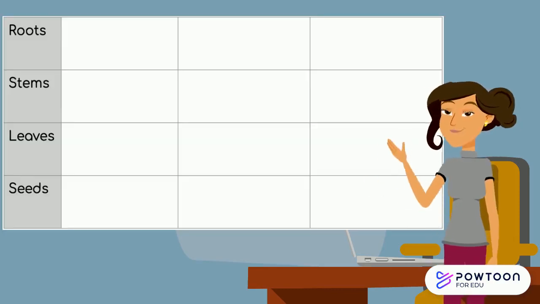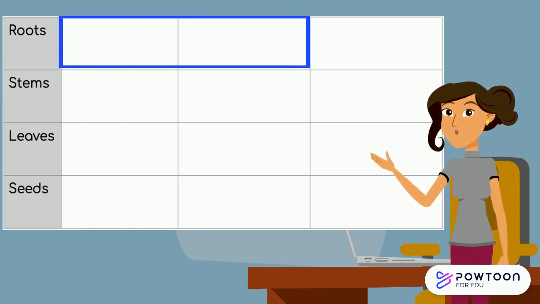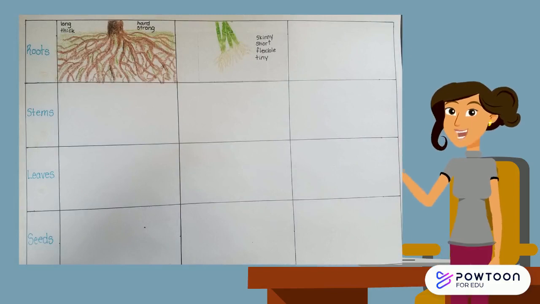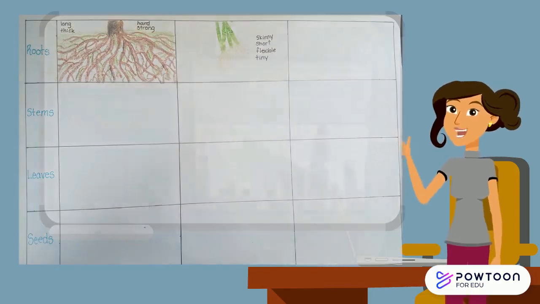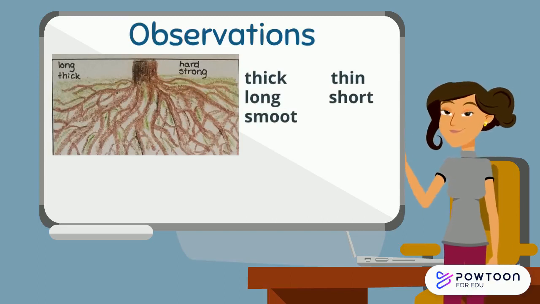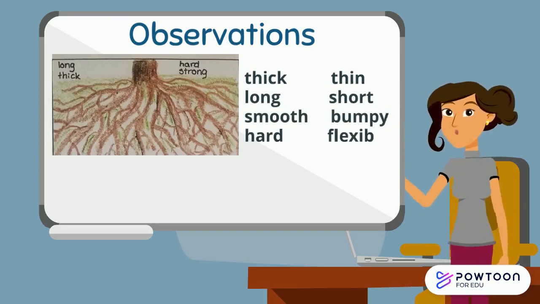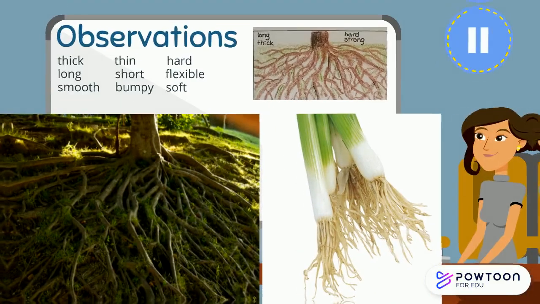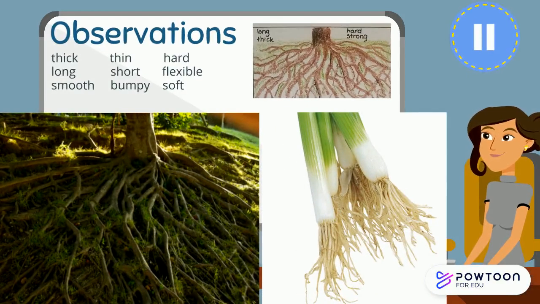In the first row of your table, draw a picture of each set of roots and add some words that you think describe it. I'll leave one example on the screen along with some words that you might use to describe the roots in the photos. When you're done observing, drawing, and writing, you can play the video to continue our lesson. Go ahead and pause the video now.